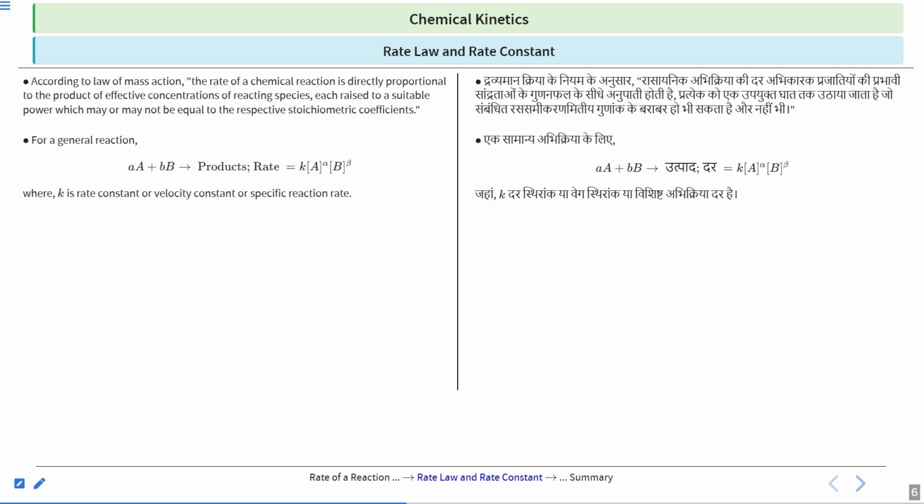Whenever you study electrochemistry also, you will see the same thing with specific resistance. When we take the area of cross section as 1 and the length as 1, we get the resistance as a specific resistance. Is it clear to you? Similar to that, when we keep the concentration of reactant as 1, then we get the rate constant equal to the rate of reaction. For that reason, it is called a specific reaction rate. As I have told you earlier, this is called the rate law.